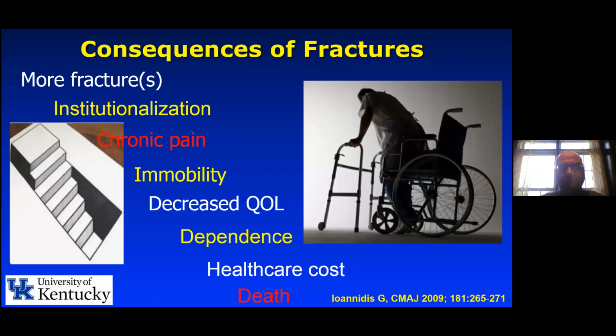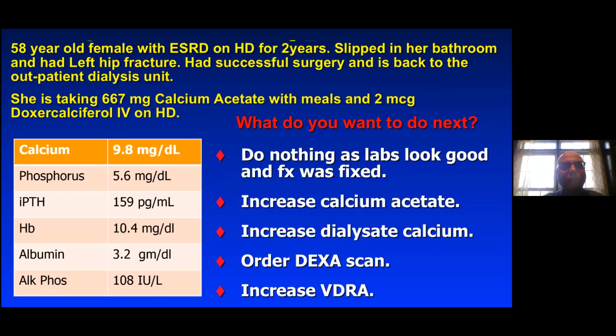And this has a lot of consequences, not only on health care, but also social and economic consequences. Death is very high. Among our patients on dialysis who had a hip fracture, 30% of them or more don't live for a year. So more than 30% of our dialysis patients who experience hip fracture die, and the mortality rate at 2 years is about 50% or higher.